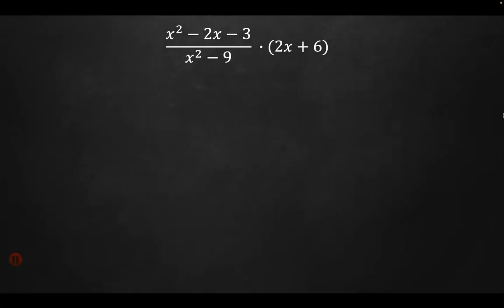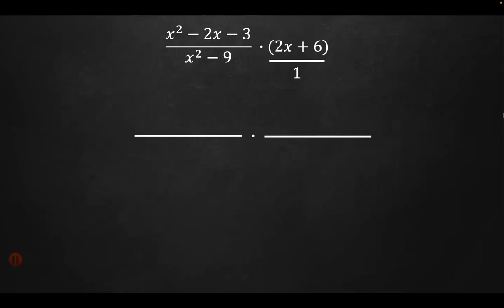Now here in the second problem, you can see that in the second fraction, there's no denominator, but you can always remember that it is always over 1. So we can put that over 1 just to help us remember that the 2x plus 6 is really over 1. Now I'm going to do the same as I did in the previous problem.